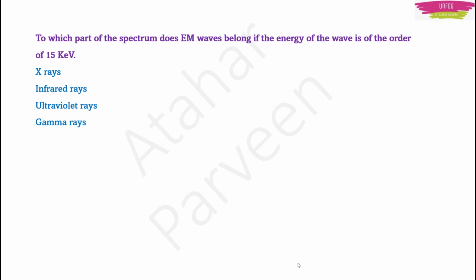Next question, to which part of the spectrum do electromagnetic waves belong if the energy of the wave is of the order of 15 keV? Actually this 15 keV means it is for X-rays. You don't need to remember the energy for all other things. You just remember these X-rays, 15 keV. But still, by chance if they ask, there are very few chances, then at that time you calculate E is equal to h nu. You know the value of h, right? You have learned the value of wavelength. Then you just convert it into frequency and calculate. But for now, this much is enough.